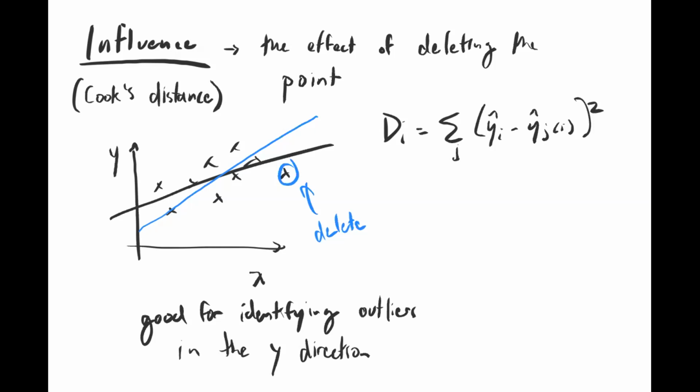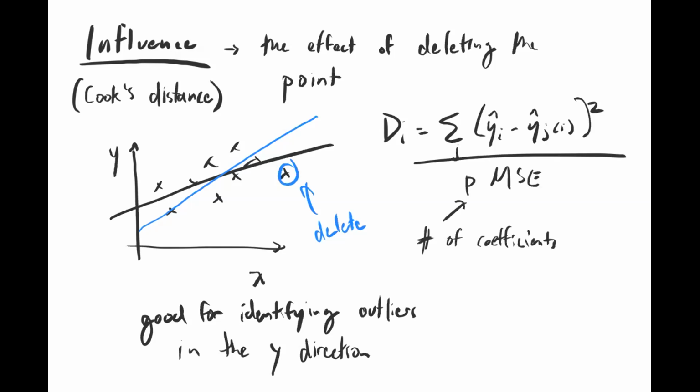It looks something like this, divided by p times r mean squared error. The p is the number of coefficients. Sometimes you'll see that as k, and in fact, I think I've referred to it as k in previous lectures, but for some reason, a lot of the definitions of Cook's distance usually have j.